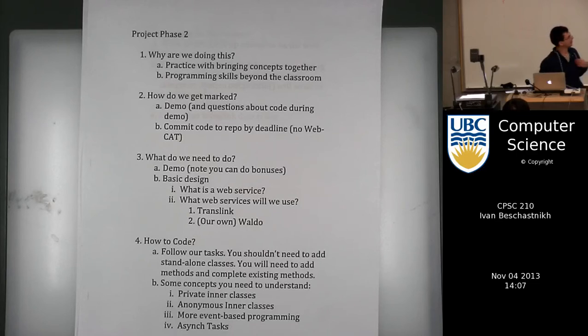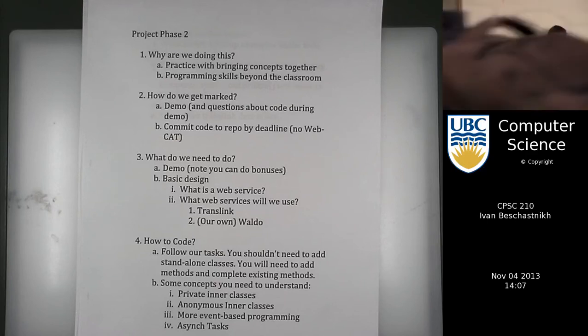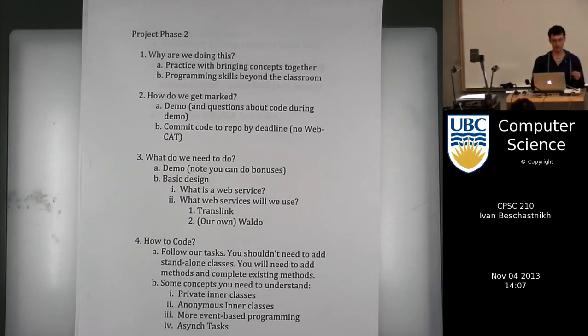So this is where the 2 web services interact. So I'm pulling data from the Waldo service to find out where these Waldos are located. And then I'm using the TransLink API and pulling live bus data to figure out what buses I can take to get to a certain Waldo.